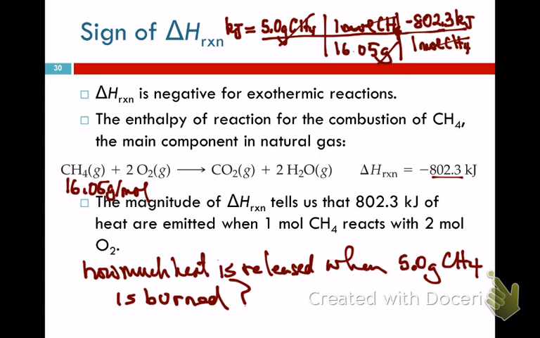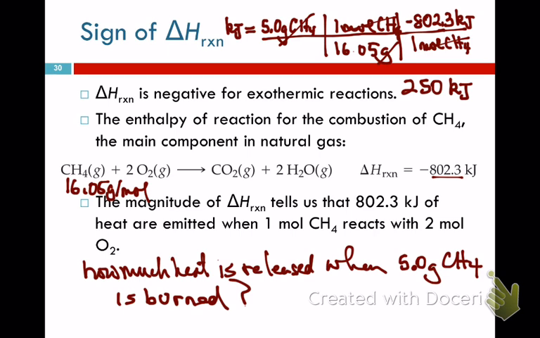So you take your calculator and calculate it: 5 divided by 16.05 times 802.3, and you get 252. With sig figs, I'm just going to say 250 kilojoules. Okay, so you get there.